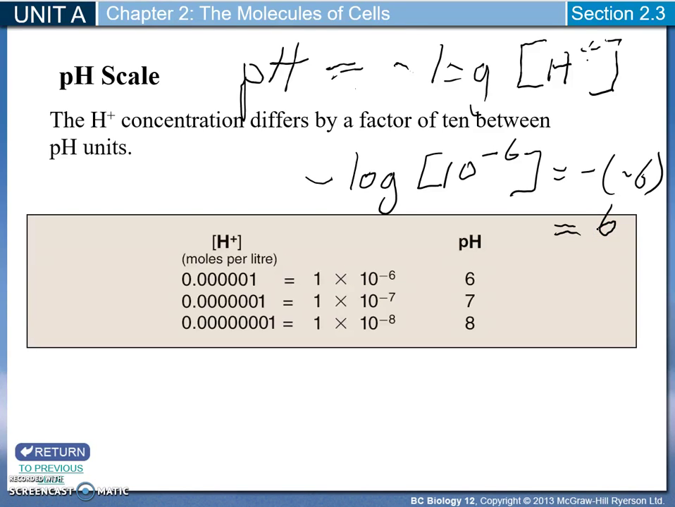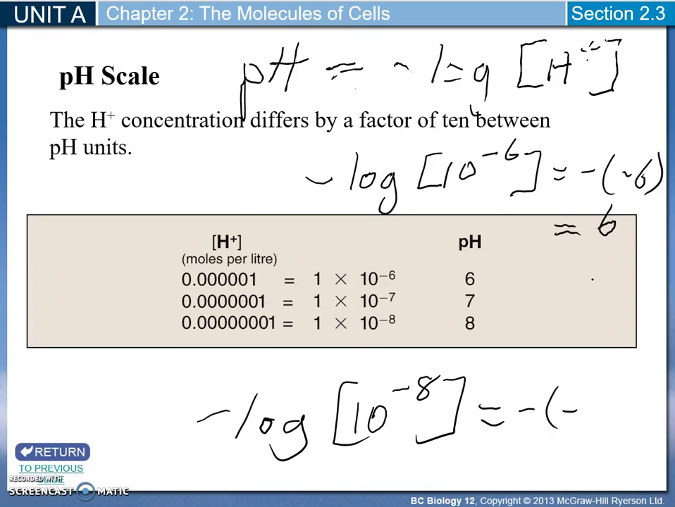So you just take the hydrogen ion concentration, whatever that might be, and then you find the negative log of that value. So again, for a situation where the hydrogen ion concentration is 10 to the minus 8, we just take the negative log of that, and the log of 10 to the minus 8 is minus 8, and then you take the negative of that, and that would equal positive 8. Okay, so that's how pH is measured.